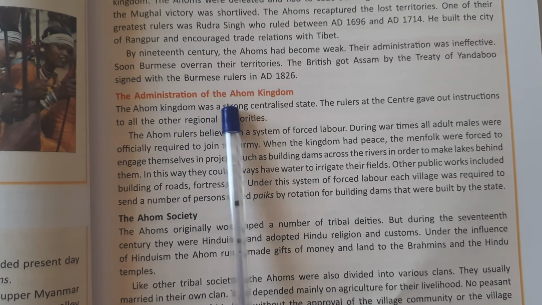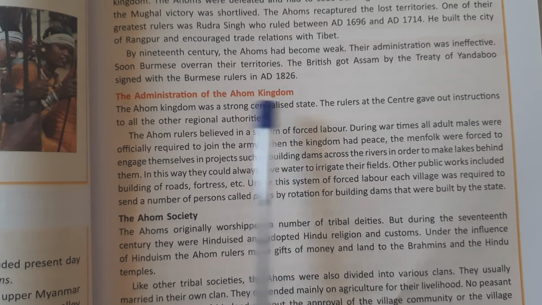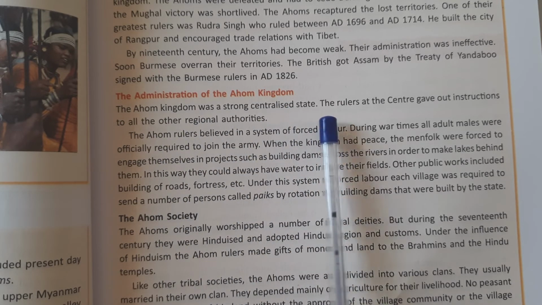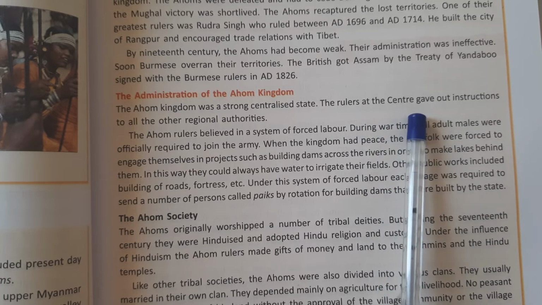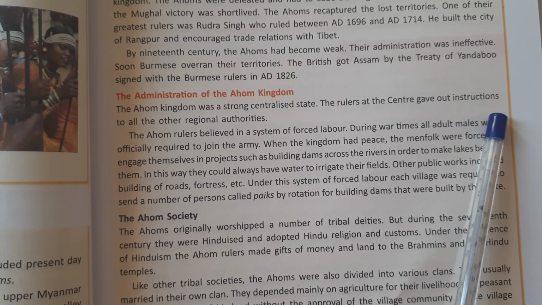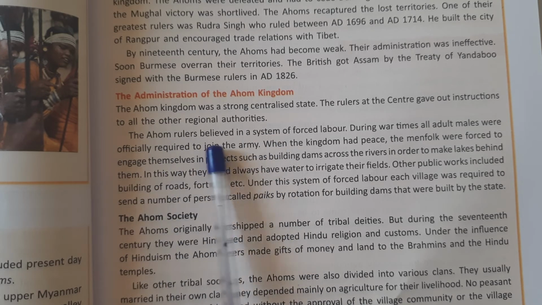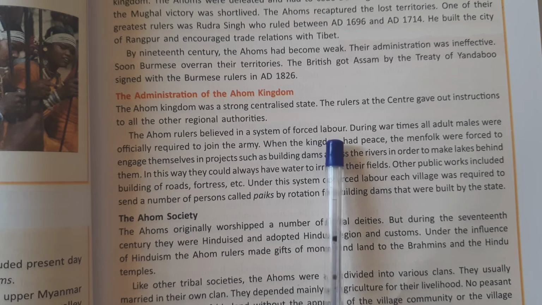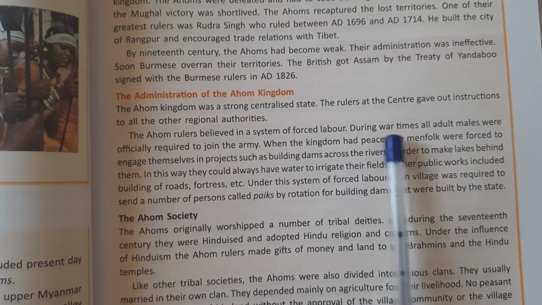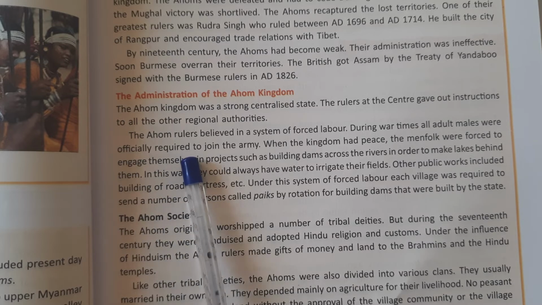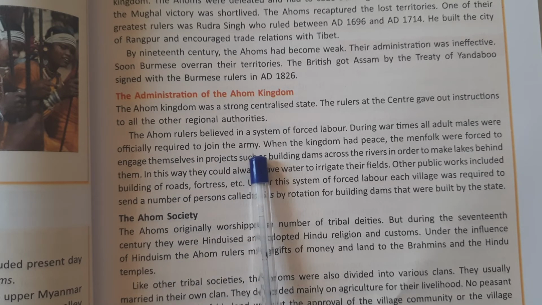The administration of the Ahom kingdom. The Ahom kingdom was a strong centralized state. The rulers at the center gave out instructions to all the other regional authorities. The Ahom rulers believed in a system of forced labor. During war times, all adult males were officially required to join the army.